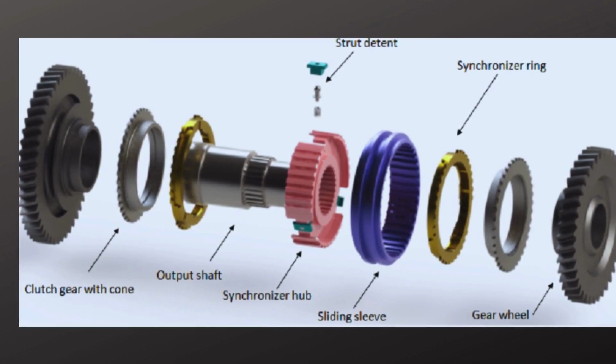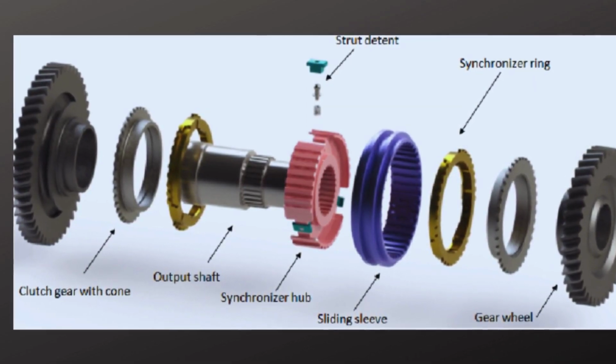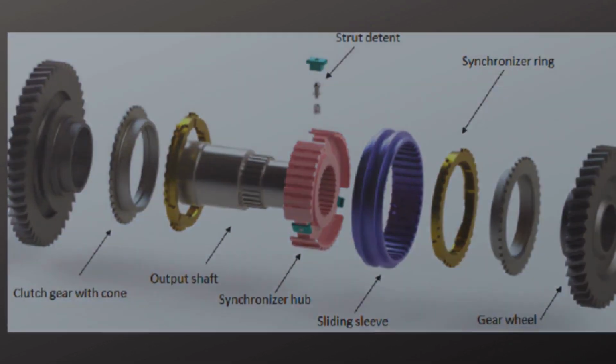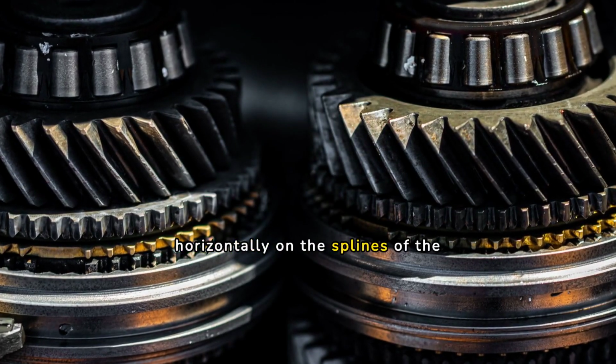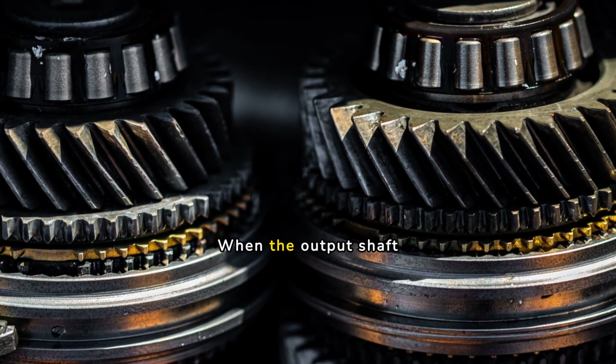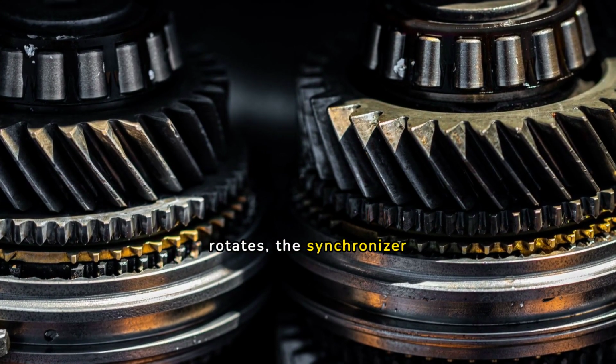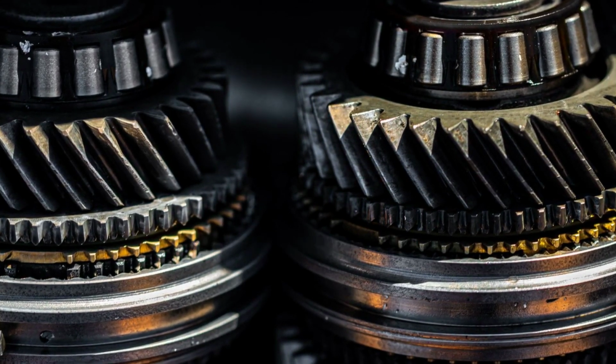The outer surface of the hub and the inner surface of the sleeve are both splined, which interlocks the 2 parts. The sleeve can move horizontally on the splines of the hub. When the output shaft rotates, the synchronizer system rotates along with it.